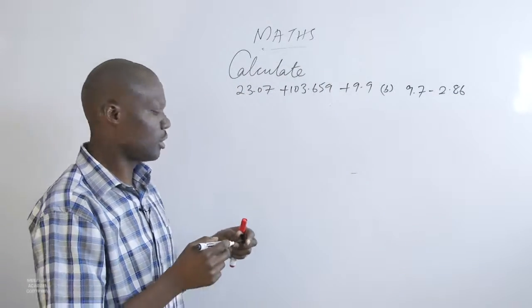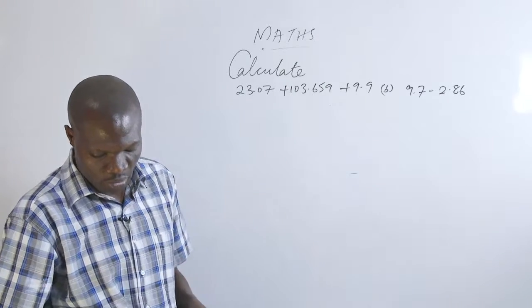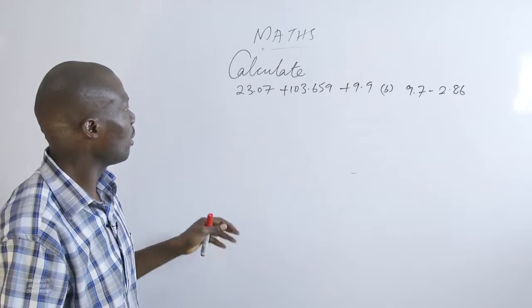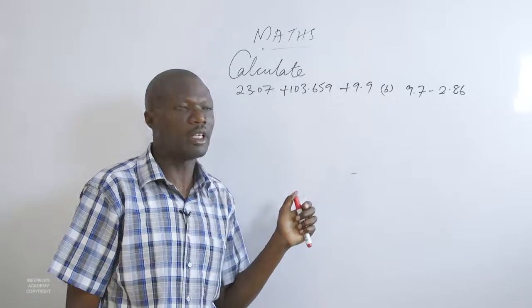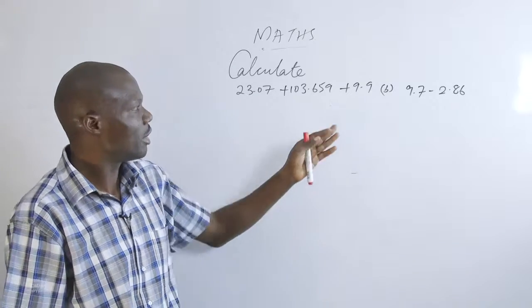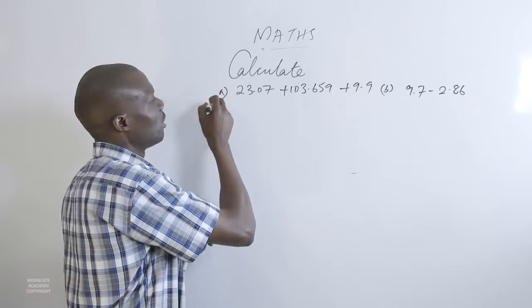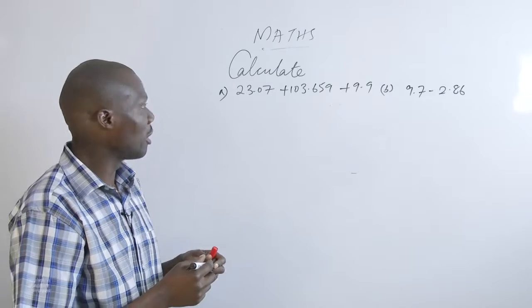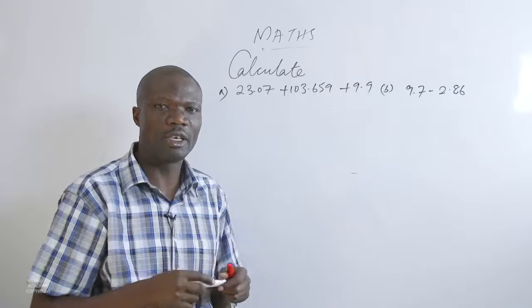We have 23.07 plus 103.659 plus 9.9, and B we have 9.7 minus 2.86.